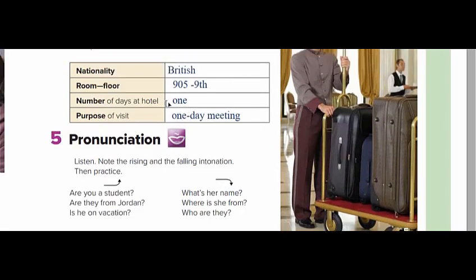Let's move to exercise number 5, pronunciation. What's the meaning of pronunciation? النطق أو اللفظ مرة أخرى. Listen, استمع. Note the rising and the falling intonation. لاحظوا نبرة الصوت. Intonation, falling الهابطة أو بنزول, rising بارتفاع. Then practice. I read it, then I will let you listen to it. Are you a student? Are they from Jordan? On vacation? Here. What's her name? Where is she from? Who are they? I'll play the audio track to you.